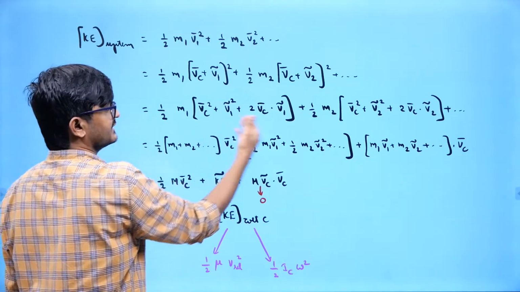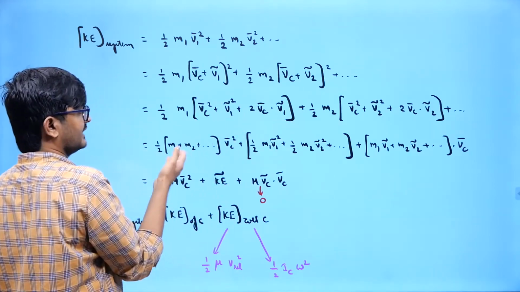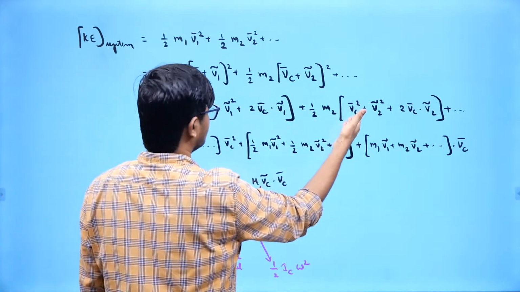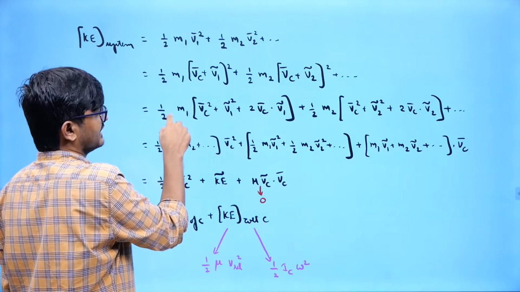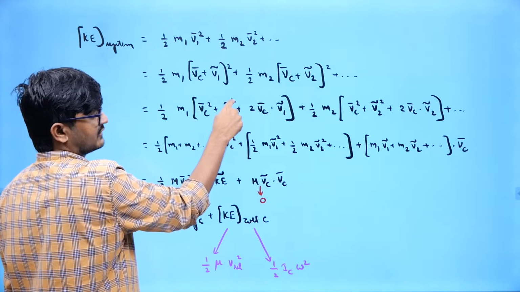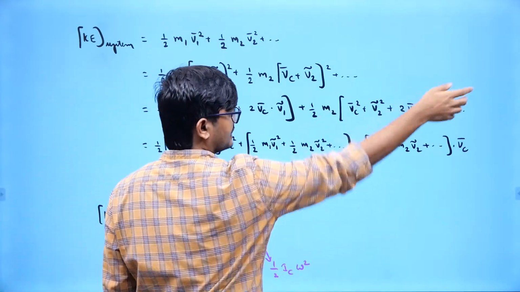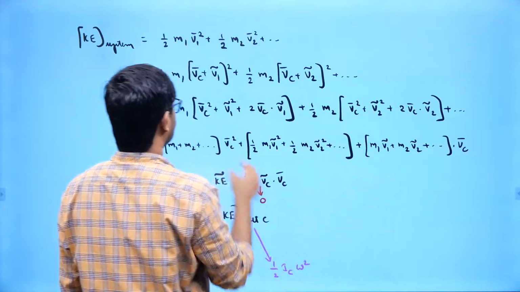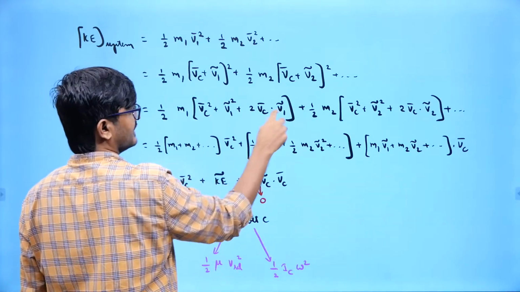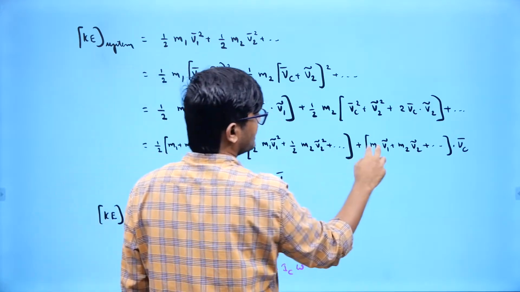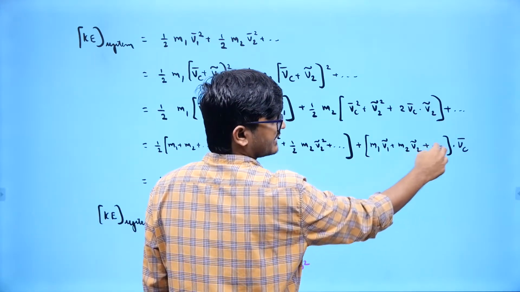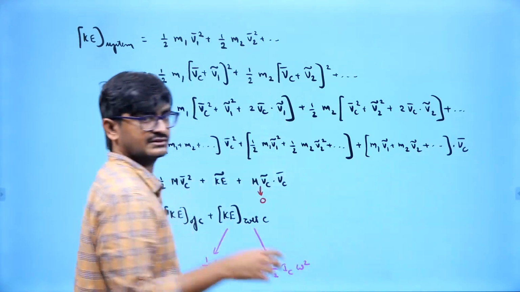Now when I expand it, it is (a plus b) whole square. I will bring all these vc square terms common. I will get half into (m1 plus m2 and so on). Thereafter I will take half m1 v1 tilde square plus half m2 v2 tilde square and so on. The remaining thing is the cross term, the 2 will get cancelled. So when I modify it, I will get m1 v1 tilde plus m2 v2 tilde and so on, dot product with the velocity of the center of mass.